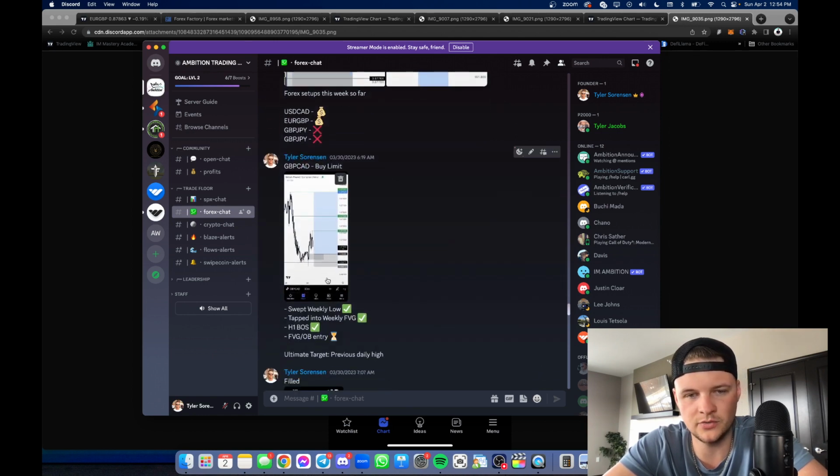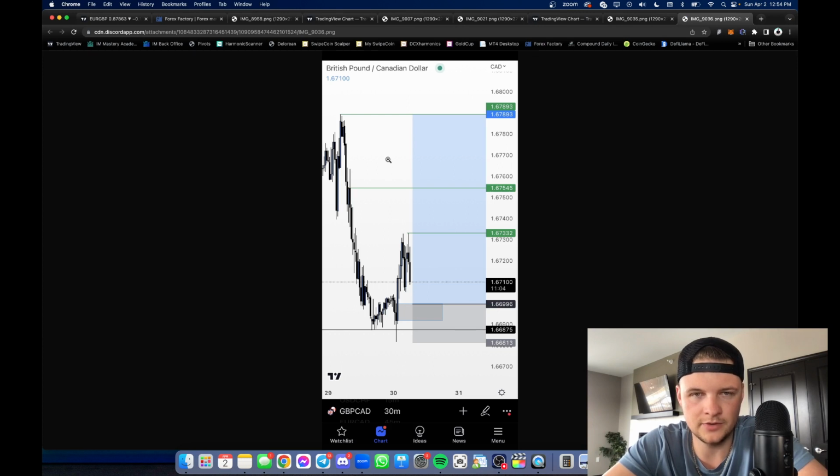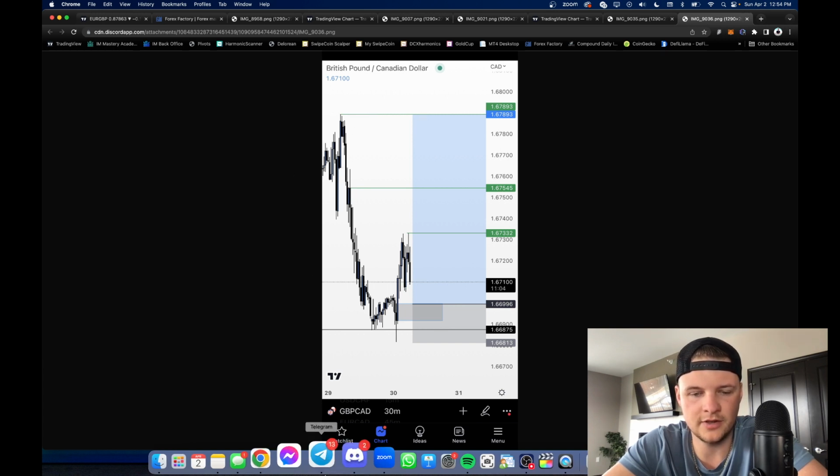And then this was the trade of the week. Sent this trade on GBP CAD, right? So here I am, 30-minute time frame. Basically, we swept this weekly low. Price pushes up. We get a break of structure. We have this order block that I used as the entry point. Stop still below the low. Take profit 1 this high. Take profit 2 here. I end up adding a third take profit here, which I'll show you guys. And then final take profit there.